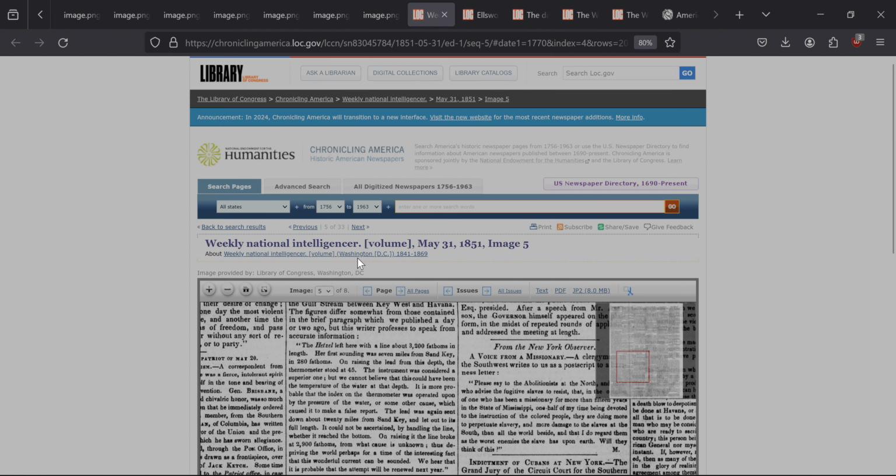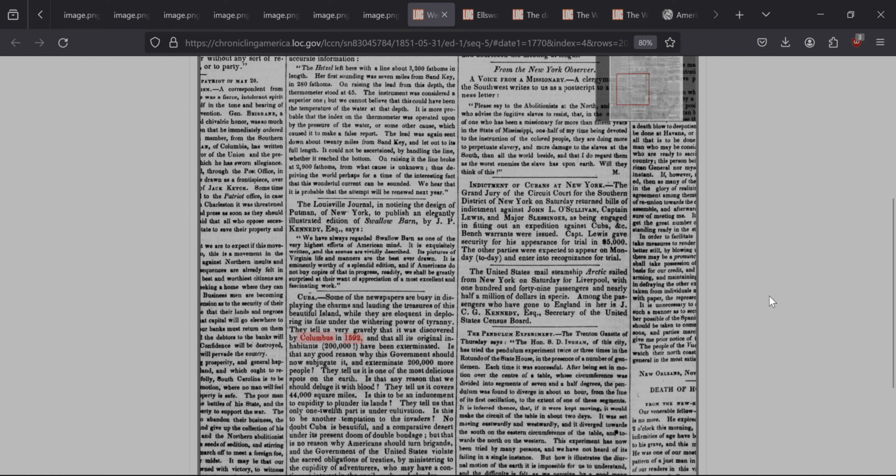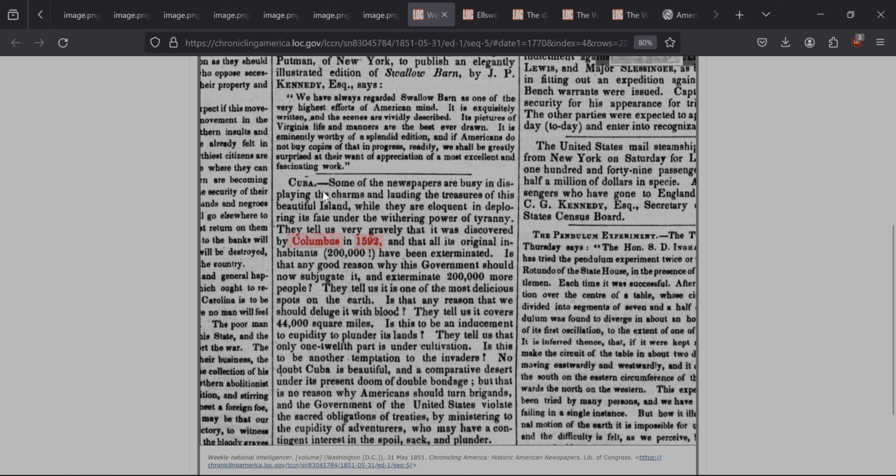And then this article is from Washington, D.C. in 1851, and it says down here, Cuba. Some of the newspapers are busy in displaying the charms and lauding the treasures of this beautiful island, while they are eloquent in deploring its fate under the withering power of tyranny. They tell us very gravely that it was discovered by Columbus in 1592, and that all its original inhabitants have been exterminated. So once again, they tell us very gravely that Columbus discovered it in 1592 and all of the inhabitants have been killed. But 1592, again.